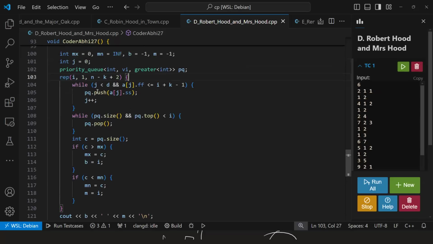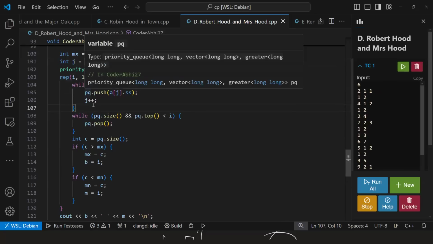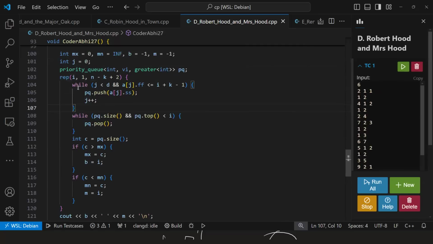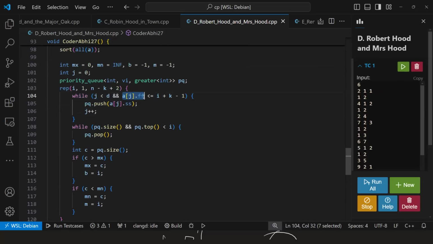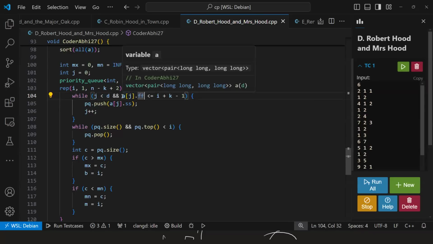Okay, so now for these ranges, first what I would do is push all those values. Now I would check if j is less than d, because if j becomes equal to d, we have crossed this array. This aj would not exist. So this check is important. Otherwise, you would get an index out of bound error.